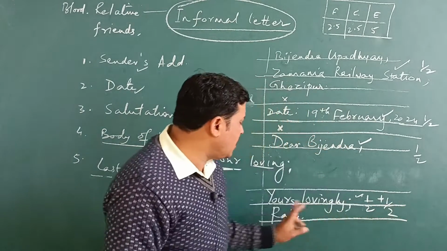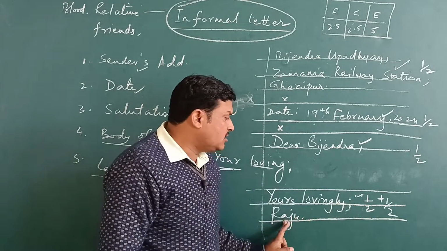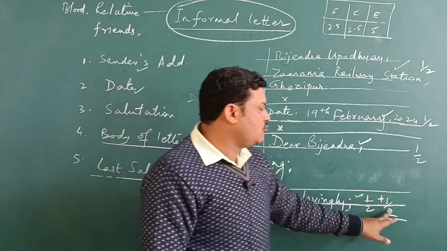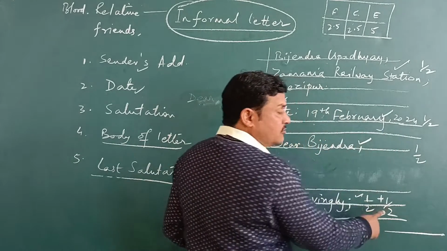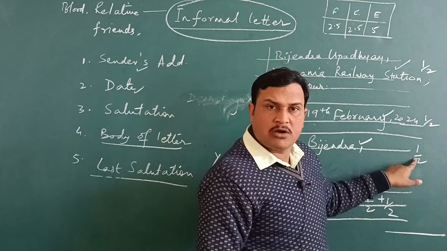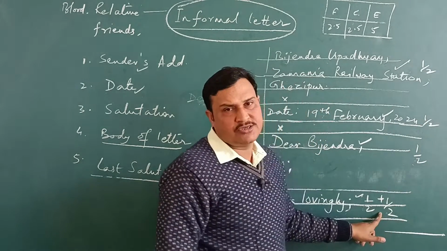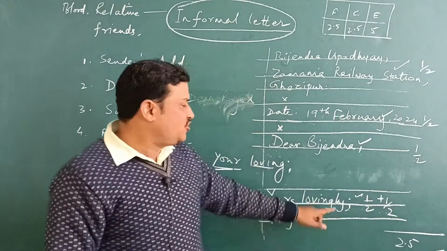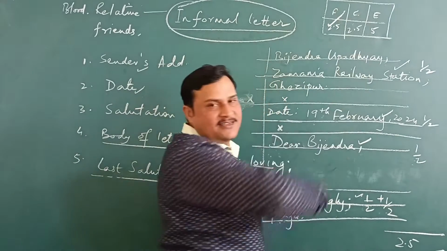And last, the subscription. If you have written it correctly, then you will get half plus half. Half plus half how, beta? For "Yours lovingly" you will get half marks, and if you have mentioned your name correctly, then you will get half marks. So total, see beta: 1 and 1, half marks, 1 marks, half marks, 1.5 or 1 and a half, and 1 mark, 2.5 or 2 and a half. So this is the full marks for the format.